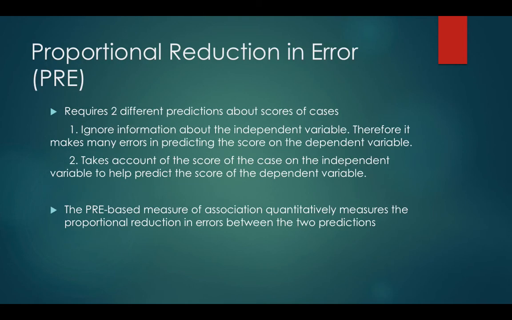Another way to measure the association between two variables is to use the proportional reduction in error, in which we quantitatively measure the proportional reduction in errors between the two predictions. The two predictions are that we ignore information about the independent variable, therefore it would make many errors in predicting the score on the dependent variable, and the second prediction takes account of the score of the case on the independent variable to help predict the score of the dependent variable.